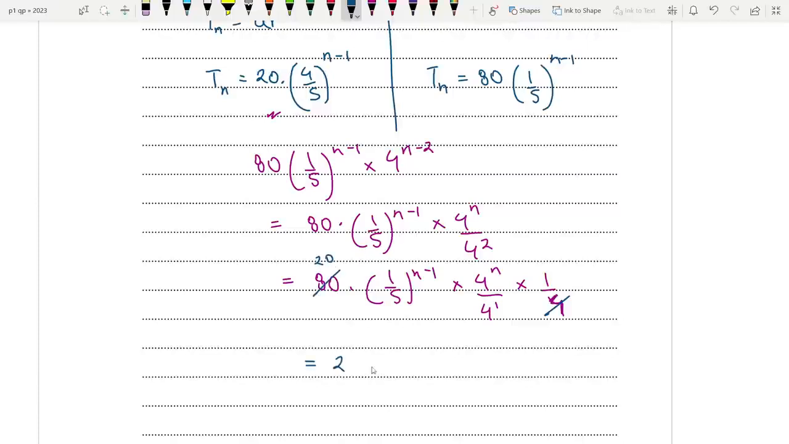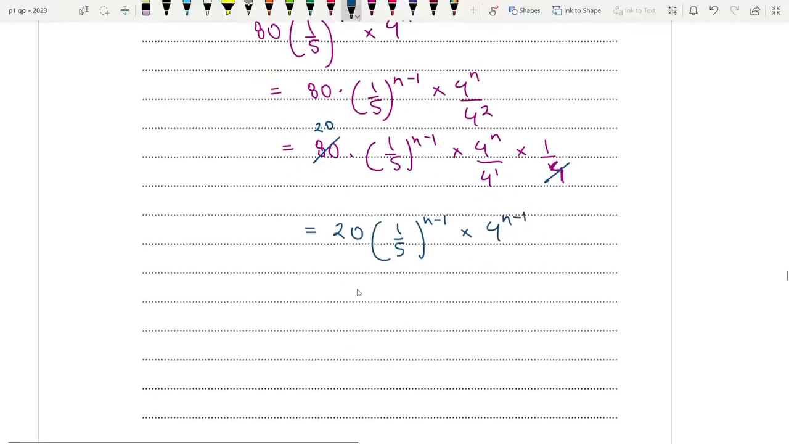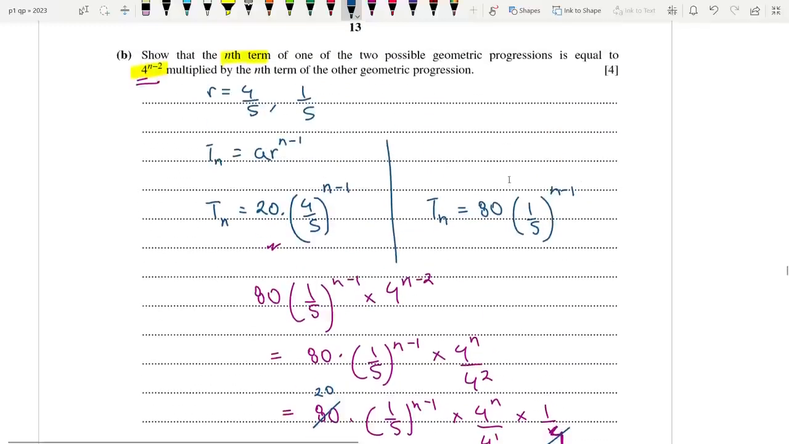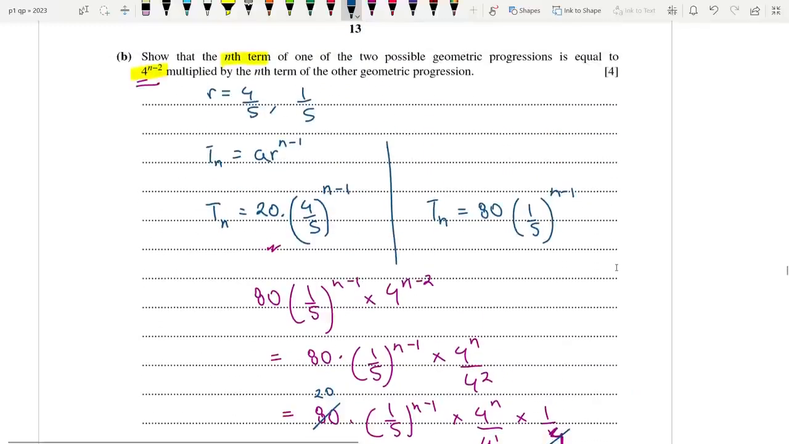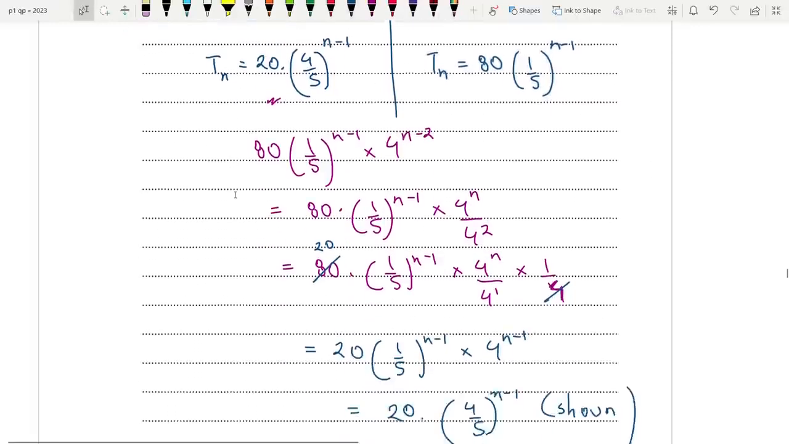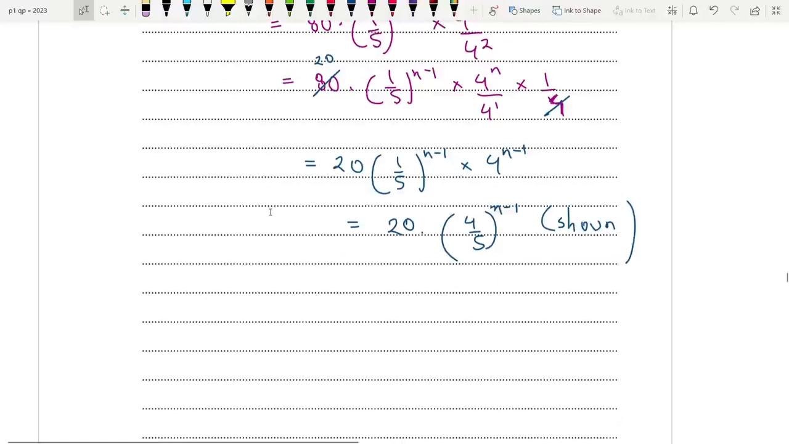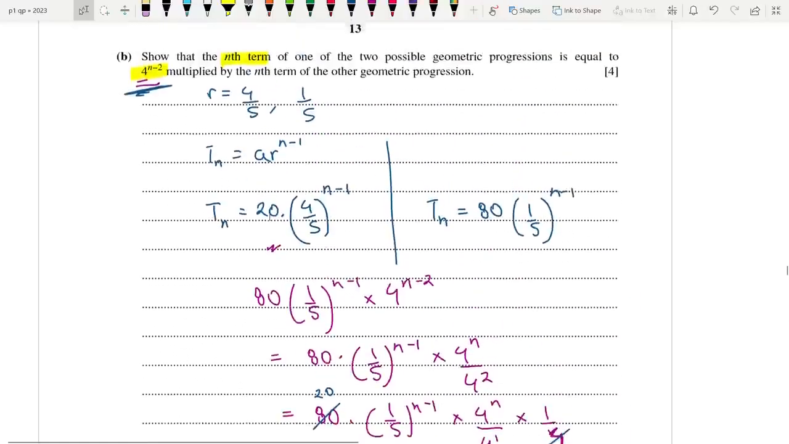That's 20. So 20 times 1 by 5 to the power n minus 1 into 4 to the power n minus 1, which can be written as 20 times 4 by 5 to the power n minus 1 because they have the same power. So this is one root. That nth term, multiplied by 4 to the power n minus 2, gives you the other nth term, the one for the other series, okay? Tricky.